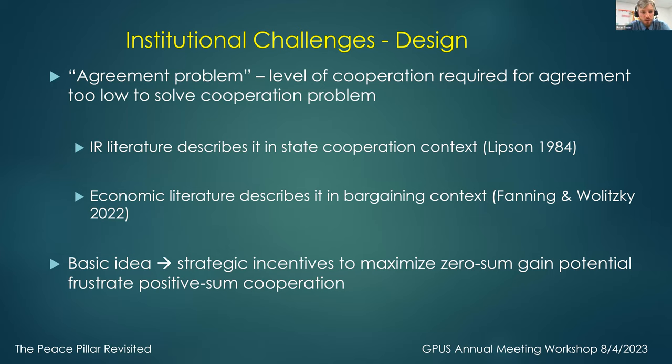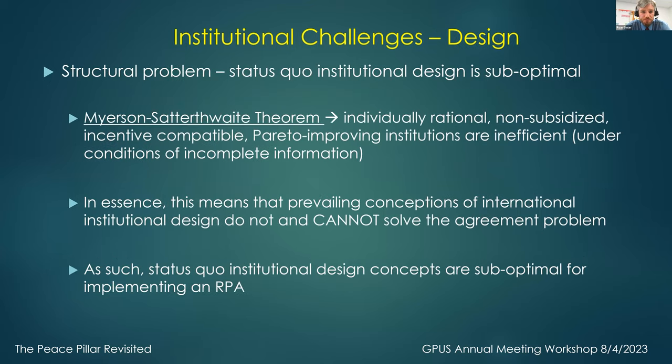Again, as I mentioned, this has been covered somewhat extensively in the international relations literature and studied in great detail in the economic literature, particularly in the context of bargaining theory. So again, down here at the bottom of the slide, the basic idea is that strategic incentives to maximize zero-sum gain potential frustrate positive-sum cooperation. Next slide, please.